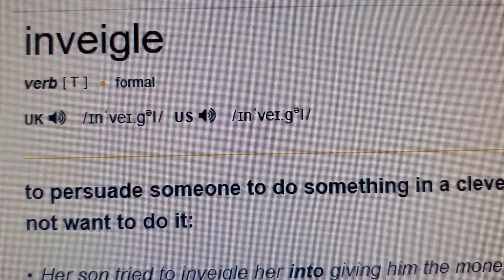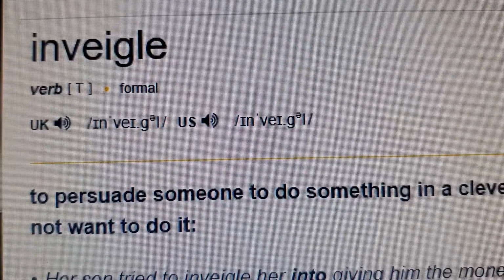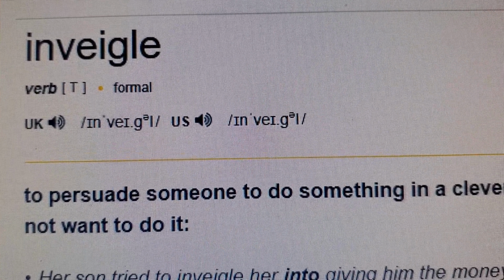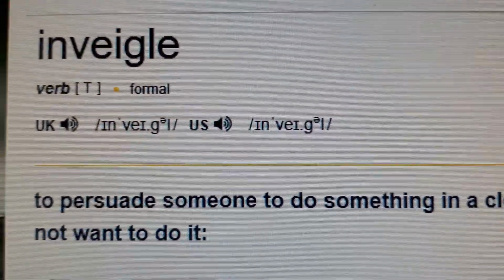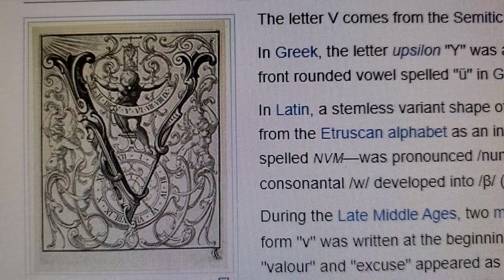Okay, so that's weird. So inveigle: to persuade someone to do something in a clever and dishonest way when they do not want to do it. I thought that was weird, and we can't forget that V.